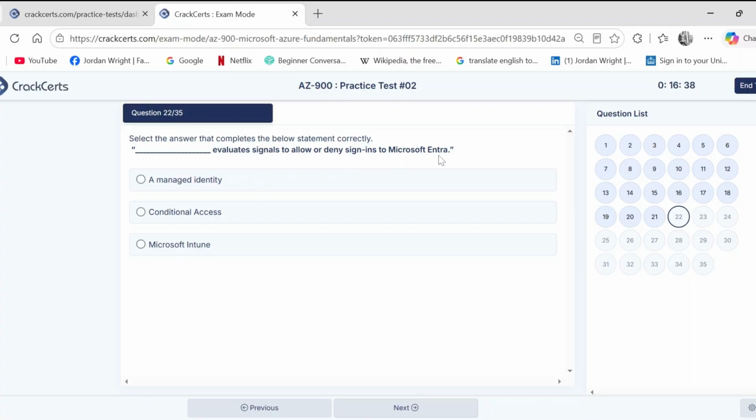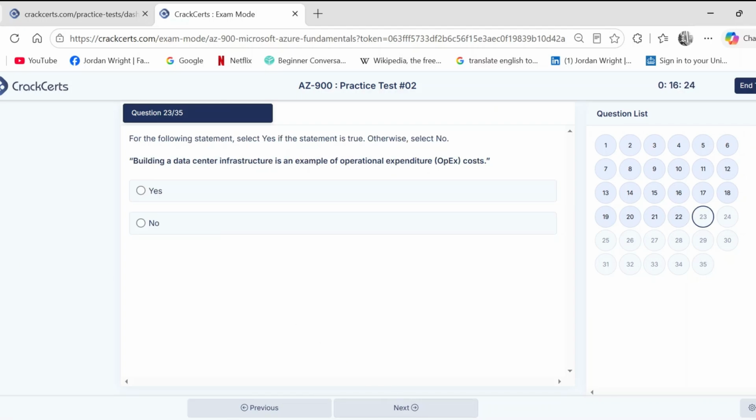So I think it's conditional access. I would say so. Actually, yeah. Or deny, yeah. I would say so. Okay. No, not necessarily. These ones are easy. Did you say yes or no? No, I don't. Yeah, you're correct. This is a capital expenditure. Yeah, that's capital.